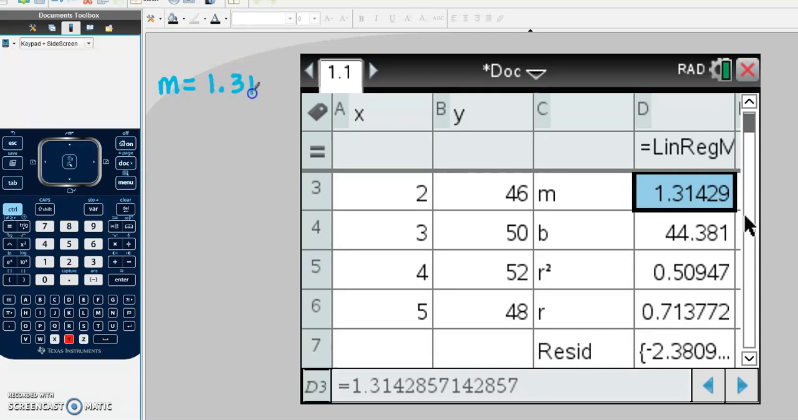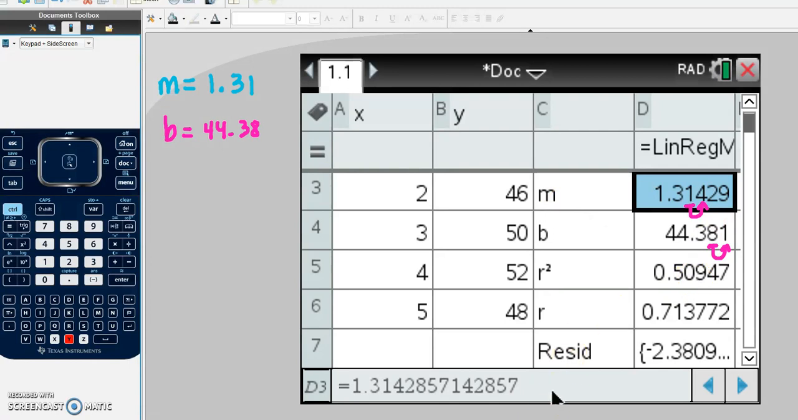I use as a rule of thumb that we round to the 100th spot. So I'm looking right here at the 100th spot, and I'm going to look at that number to determine whether this stays a 1 or I round up to a 2. So it's staying as a 1, and I have it written over here. And then we have our B. Again, here's the 100th spot. That means I'm looking at the 1 to determine whether this 8 stays 8 or we round up to 9. But it's going to stay as an 8, so I have 44.38. So I have my slope and my y-intercept.